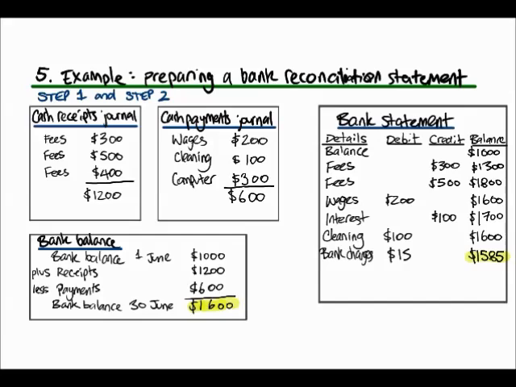Now, the last step is you might have items on your cash receipts and cash payments journal that you haven't ticked, so they're not on your bank statement. So what you need to do is go and add them to your bank reconciliation statement. So that would be things like the dishonoured checks, or the unpresented checks as well.